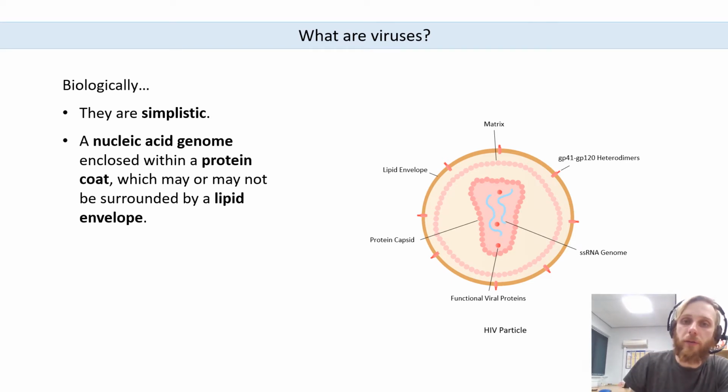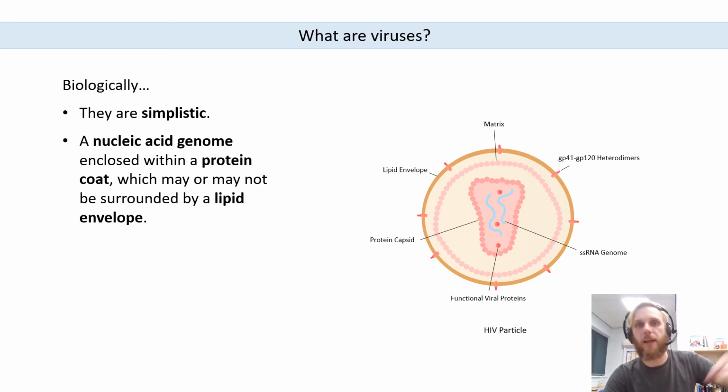You'll notice there's also proteins studded in this lipid envelope. Most viruses will have proteins studded in their lipid envelope, and these proteins serve a range of roles, often serving a purpose in the attachment to host cells. So they're often functional in infection. When a virus infects a cell, it has to attach to it first, right? And often these proteins that are embedded in the lipid envelope mediate that attachment.